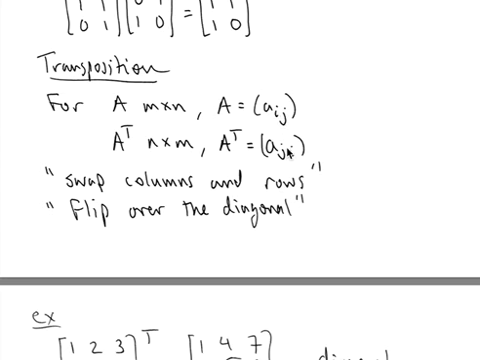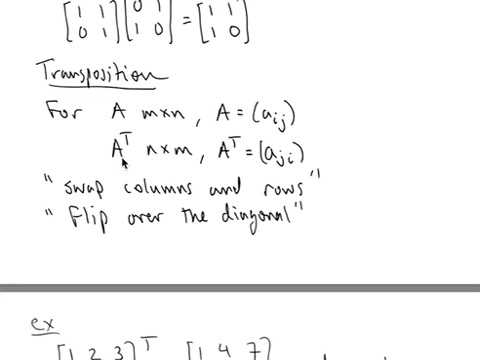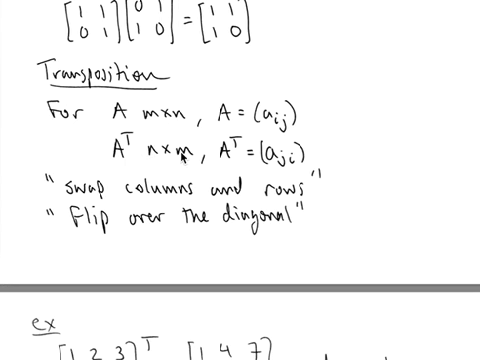And there's a couple ways you can visualize this. So I said before, you can swap columns and rows. That's one way to visualize it. The other way you can do is you can sort of flip or flop over the diagonal. And so just quickly, if you look up here, if A is an m by n matrix, then A transpose is an n by m matrix because the rows have become the columns and vice versa. So there were n columns before, and now there are n rows.